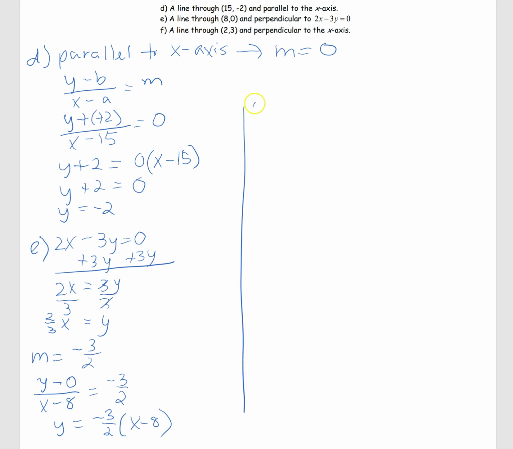And part F, I'm just going to put over here. Part F tells us that the line goes through the point 2, 3 and is perpendicular to the x-axis. So for a line to be perpendicular to the x-axis, this means that it has to be parallel to the y-axis, which means it is a vertical line, so therefore its slope is undefined.